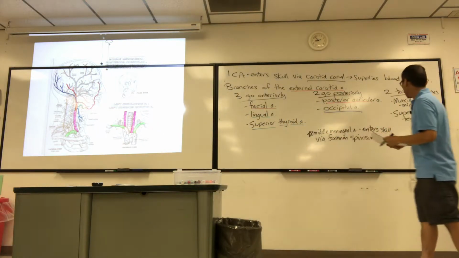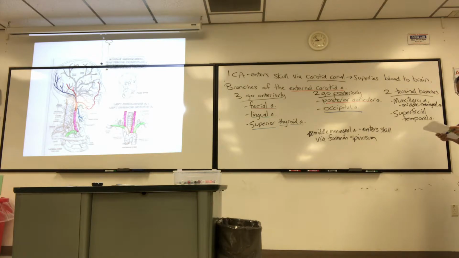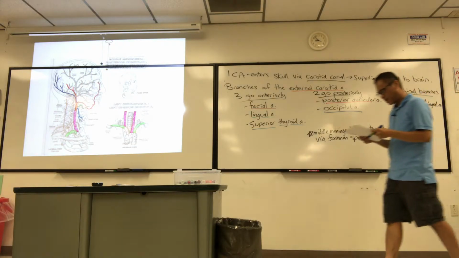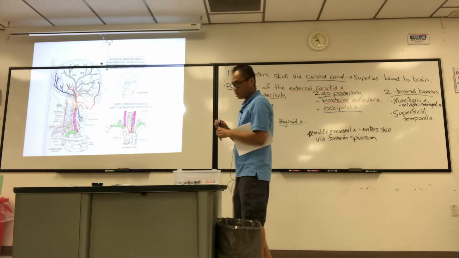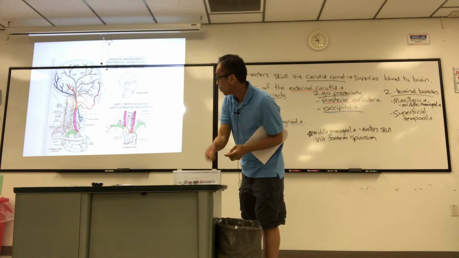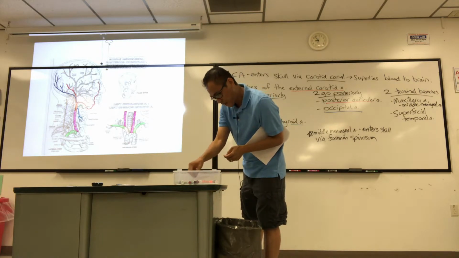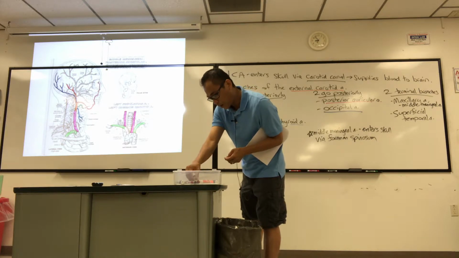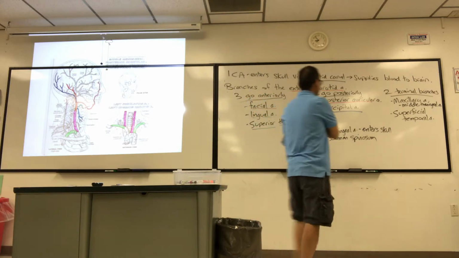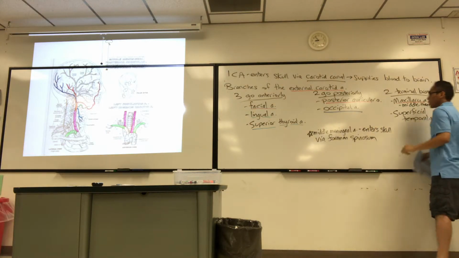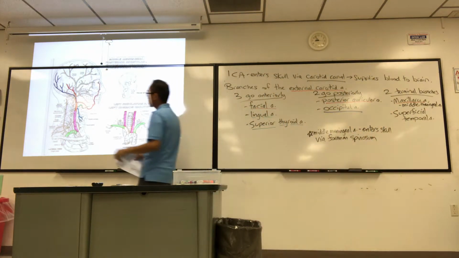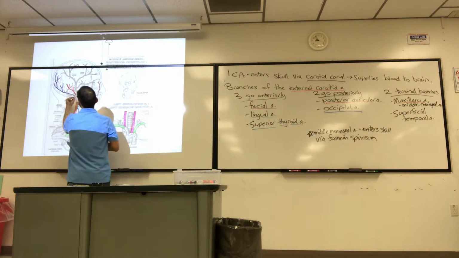And then the two terminal branches, the maxillary and superficial temporal. Okay, maxillary is teeth. Running out of colors here. Maxillary, I have this brownish color here, and it's all inside the skull here. This one right there.